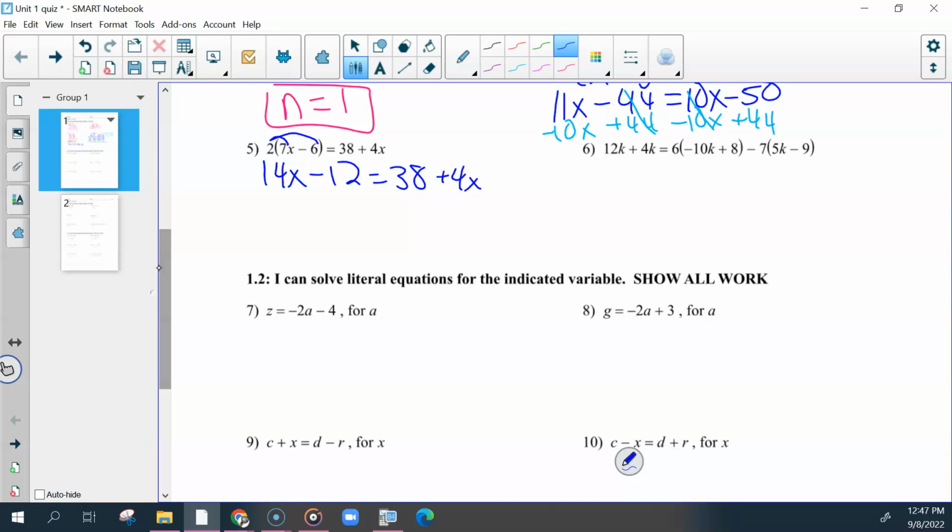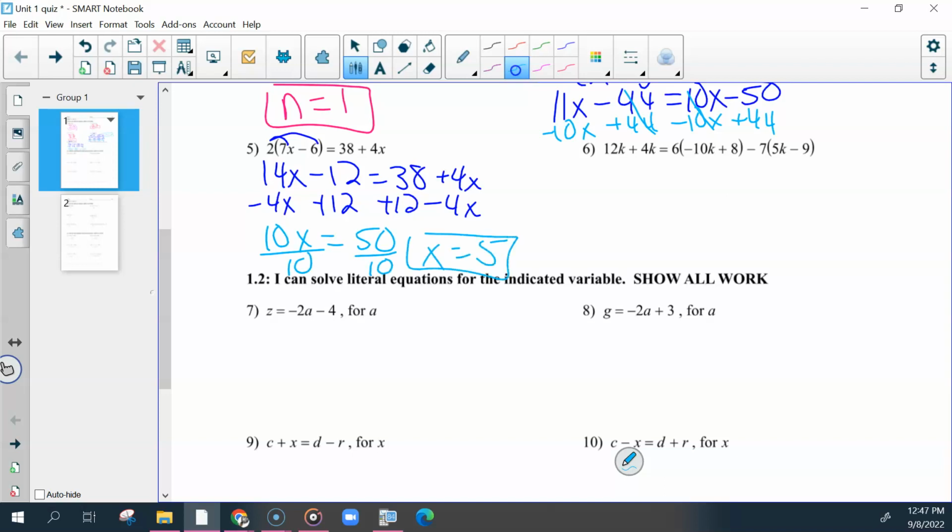Then I saw a lot of moving 4x over and adding 12. And again, being careful with our signs. If we had put this as a positive, then this makes this minus, which changes the entire problem. 10x equals 50, and then divide both sides by 10. So yeah, 5 was the correct answer for that one. Do we have any questions, concerns on 5?